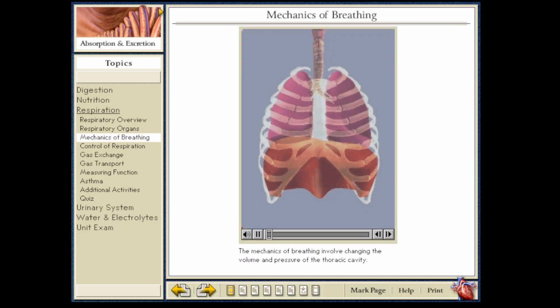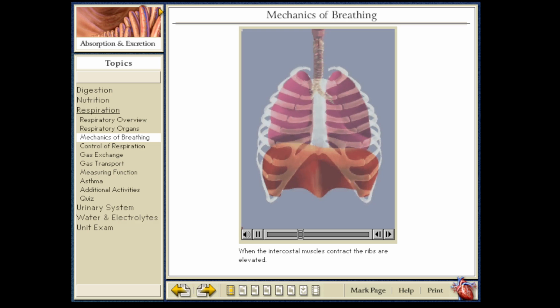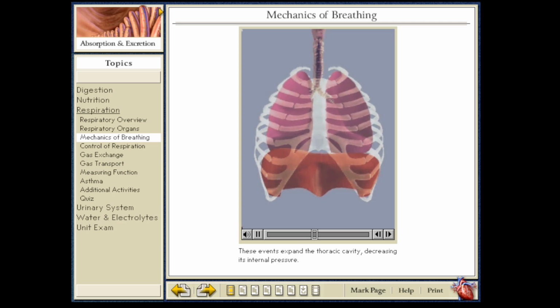The mechanics of breathing involve changing the volume and pressure of the thoracic cavity. By using the principles of Boyle's law, one can see that the pressure in the thoracic cavity is inversely proportional to its volume. When the intercostal muscles contract, the ribs are elevated. At the same time, the diaphragm contracts. These events expand the thoracic cavity, decreasing its internal pressure.